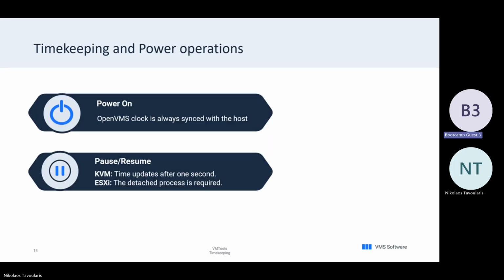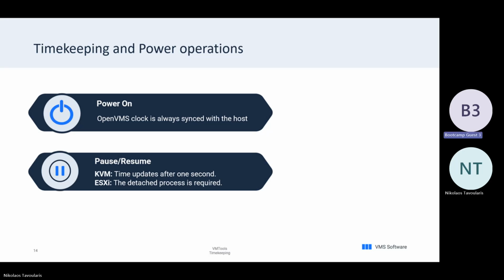Now another important aspect of timekeeping is how it handles the power operations. Generally, when we power on the machine, we immediately have the correct time. Because we do not have an RTC clock, this is virtualized by the clock of the host. That also means that if we have a clock jump while our system is offline, then if we power it on again, we will have a clock jump in the OpenVMS system as well.